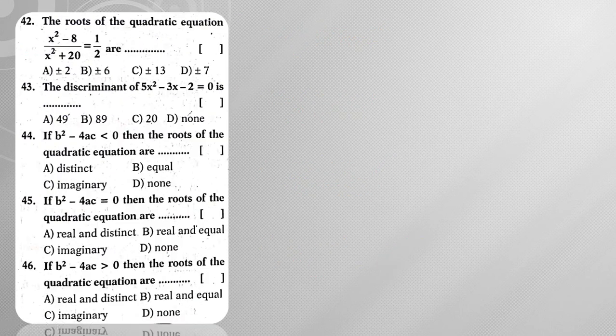Next, moving on to question number 42, the roots of the quadratic equation. Here also you can clearly see that there are two fractions in an equation. Directly you can do cross multiplication. So I am doing cross multiplication: 2 times (x square minus 8) is equal to 1 times (x square plus 20).